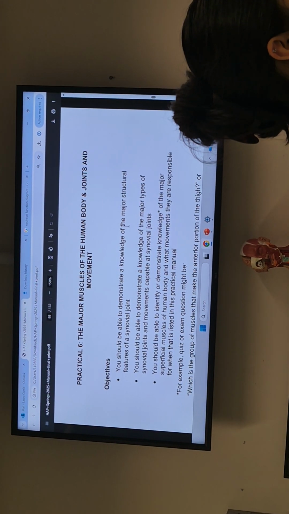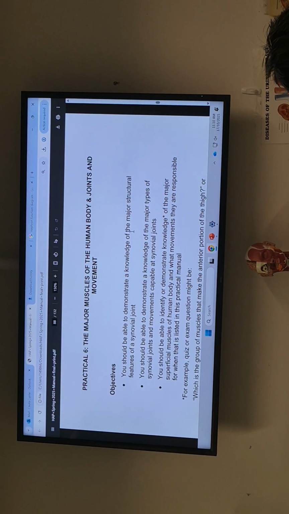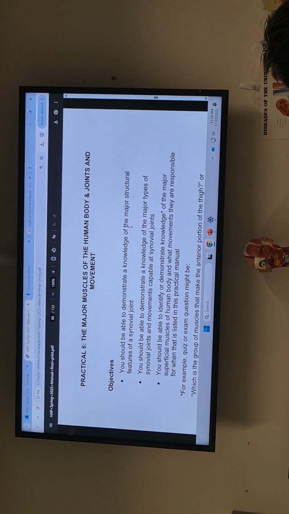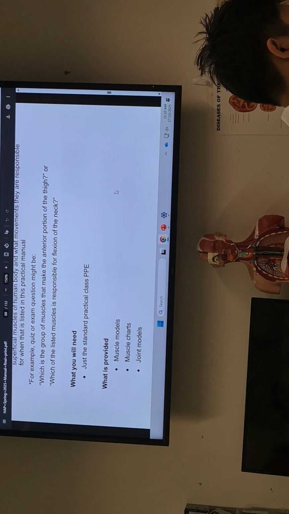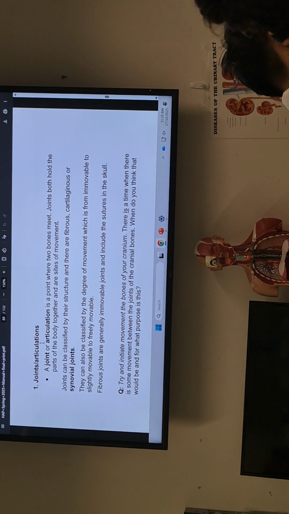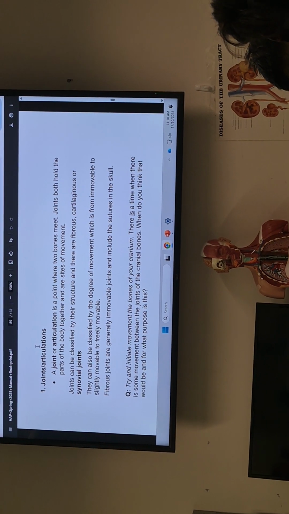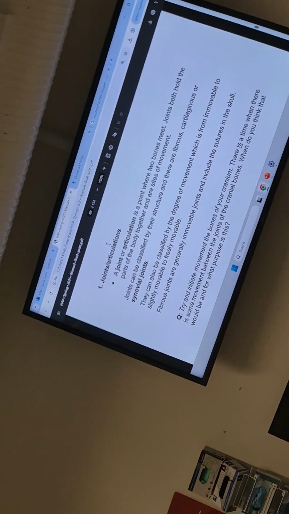Okay, so for the muscles and joints, I'll show you guys in a sec, but it's going to be similar where you have to draw a diagram of where the general muscles are. So what you're going to be looking at first, again, it's joints and articulation, surprise. The first two, the bones and the muscle, can overlap a little bit.